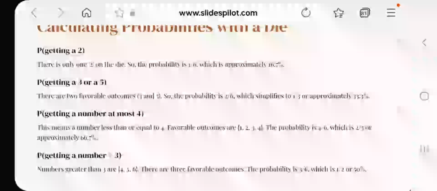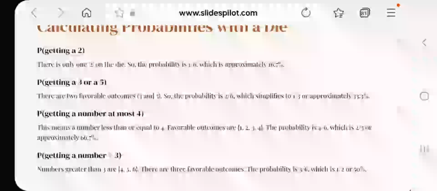So we have 2 favorable outcomes out of 6, so it's going to be 2 over 6, which if you divide both numbers by 2, you can reduce that to 1 over 3. So this is basically 0.3 repeating, so that's a 33.3% chance of getting a 3 or a 5. Now what about part C? What is the probability of getting a number that is at most 4?